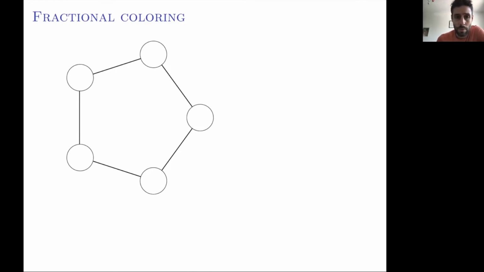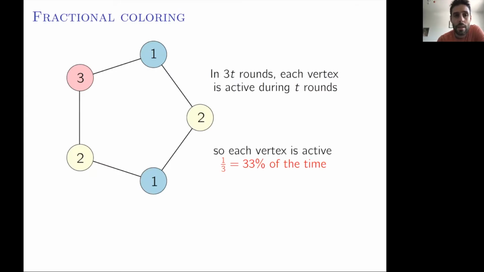Okay, so what you can do is find a proper 3 coloring of the graph with colors 1, 2, 3, and say that at round 1, the 2 vertices of color 1 are active. Then at round 2, the 2 vertices of color 2 are active, and at round 3, the vertex of color 3 is active. And you repeat this cycle again, 1, 2, 3, 1, 2, 3. So if you do that during 3T rounds, each vertex is active during exactly T rounds, so 1/3, which is 33% of the time. And you'd like to understand if you can do better than that.